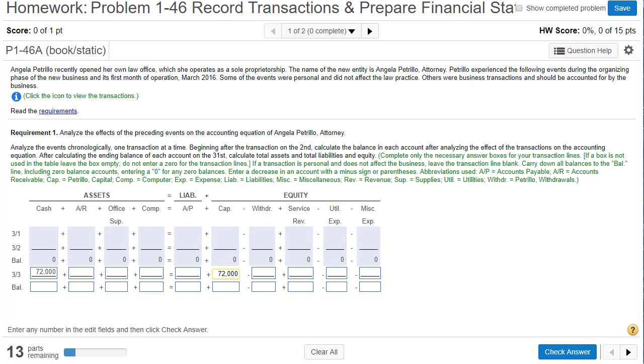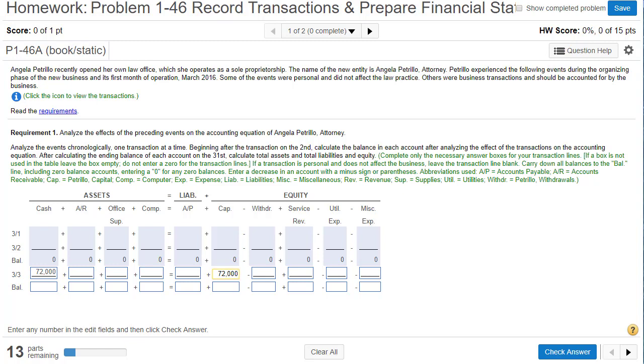Now, before we move on, we should double check that the 2 accounts have an equal effect on each side of the accounting equation. We have a positive $72,000 on the left side of the equal sign and positive $72,000 on the right side of the equal sign. So the equation balances. In other words, $72,000 does equal $72,000.